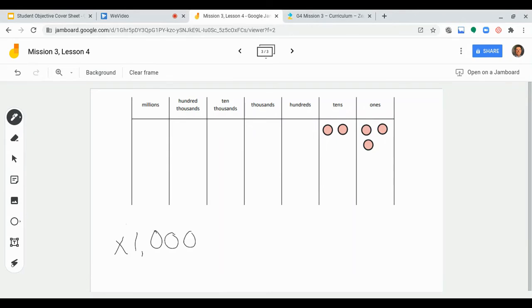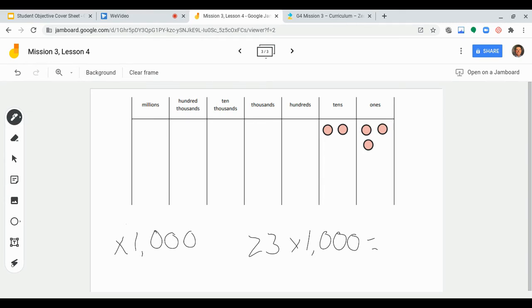So let's think back. Well, let's look at our number here first. So I have 2 10s, 3 1s, again, same number. What is that? We've established that's 23. And now we're going to multiply that times 1,000. We want to figure out what that equals.